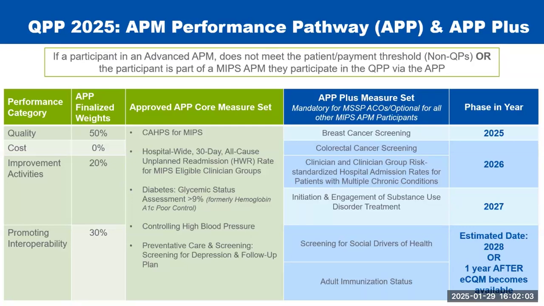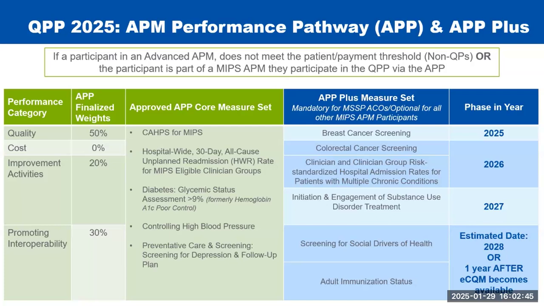So we're going to see breast cancer screening finalized to go into effect for 2025 for this measure set. CMS did make a change, and they have pushed colorectal cancer screening to 2026, along with the multiple chronic condition administrative claims measure. In 2027, there will be a measure on substance use disorder treatment that will take effect. And then in 2028, or the year after an eCQM becomes available, the two measures, screening for social drivers of health and adult immunization status, will go into effect. Again, this is all to achieve that universal measure set alignment.